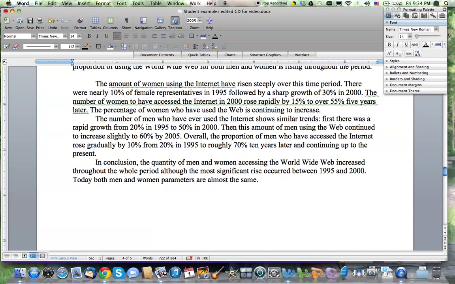Today, both men and women parameters are almost the same. The word parameters is not exactly correct. Let's say statistics or percentages. Let's say today the statistics for both men and women are almost the same.